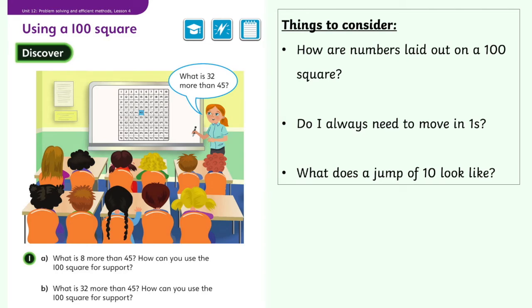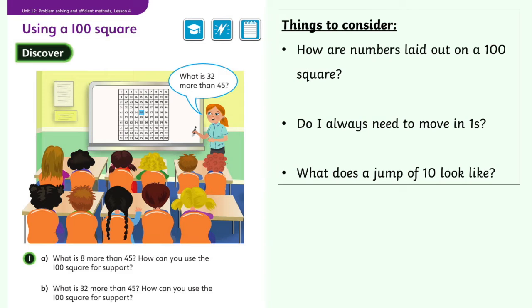Today, we are carrying on thinking about problem solving and efficient methods. And today we're looking at using a 100 square as an efficient method to work out a calculation. Remember that by efficient we mean quick and easy compared to other methods. So, your discover today. You've got a 100 square that's being shown at the front of this classroom, and the teacher is asking what is 32 more than 45.